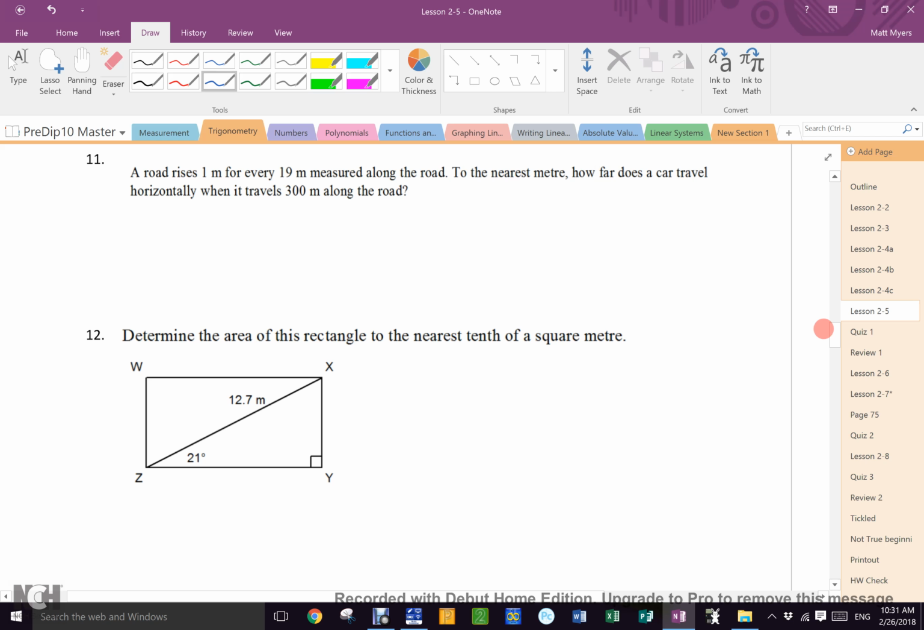Oh, number 11 makes me cry. See if you can figure it out. Just try to draw the triangle. Talk to your neighbor if you need to. Read the question carefully.